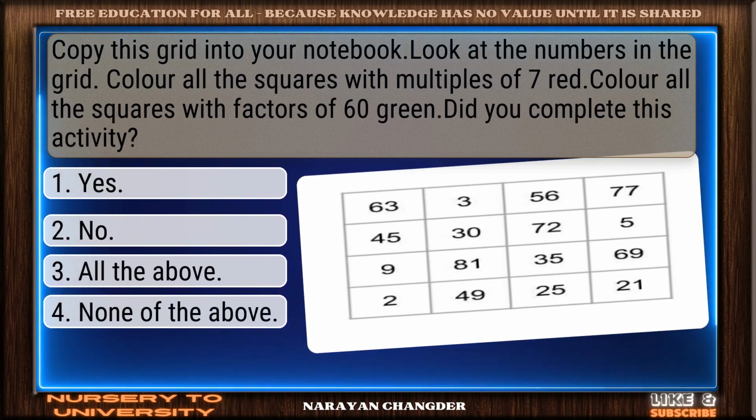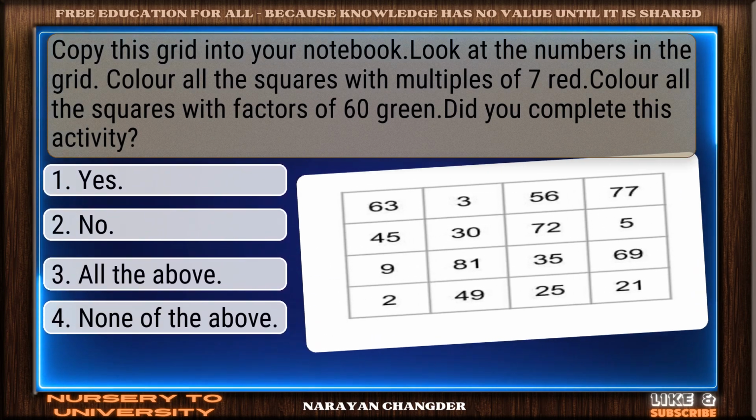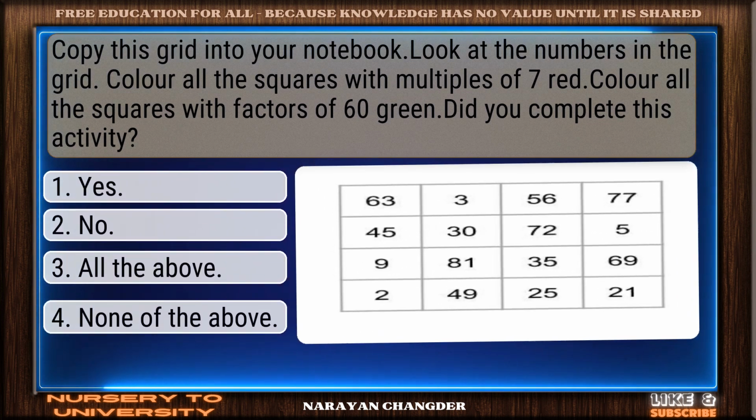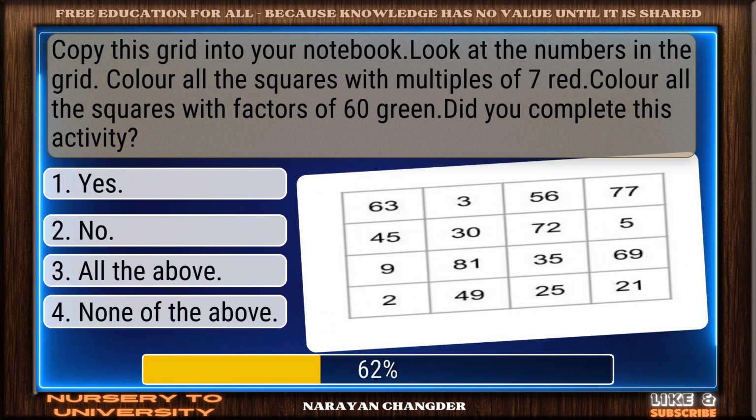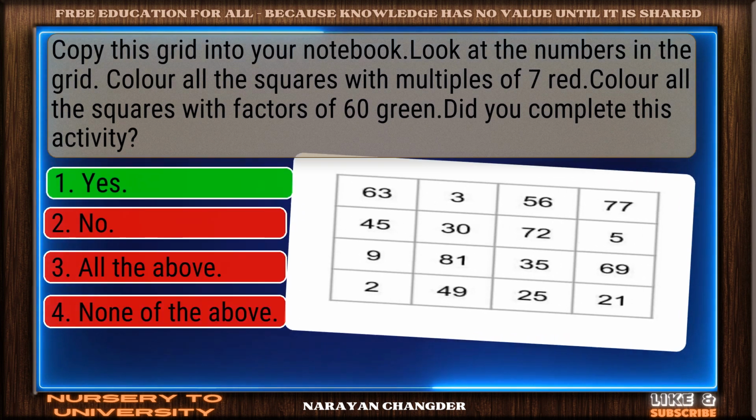Copy this grid into your notebook. Look at the numbers in the grid. Color all the squares with multiples of 7 red. Color all the squares with factors of 60 green. Did you complete this activity? Bravo! Yes is the answer.